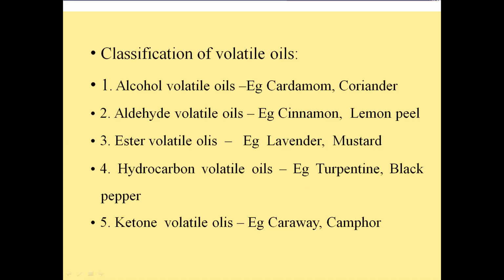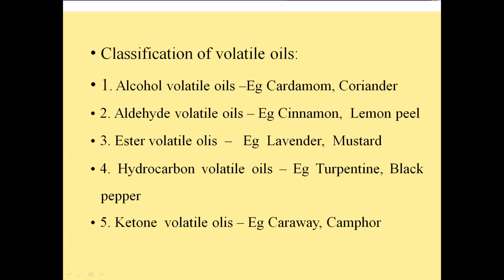Aldehyde volatile oil examples are cinnamon, dalchini, lemon peel, orange peel, citronella, lemongrass oil, and bitter almond also. These types of volatile oil have an aldehyde group in their chemical structure. Next is ester, meaning their chemical structure contains an ester group. Examples are lavender oil and mustard, sarson.